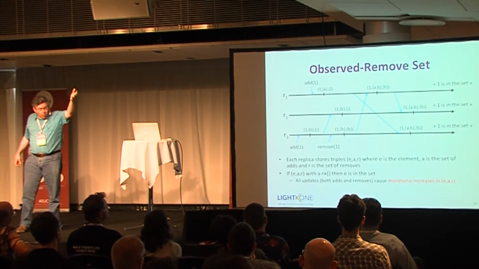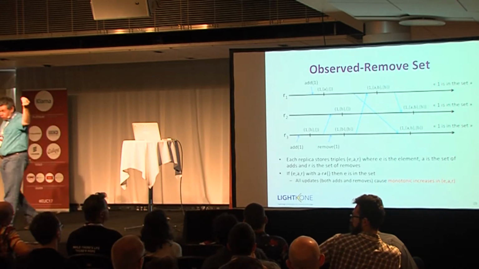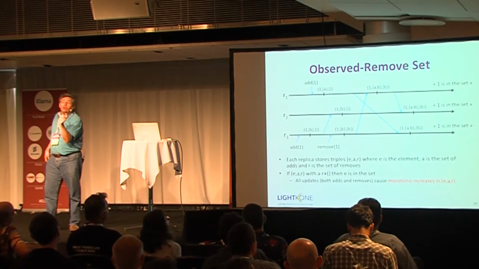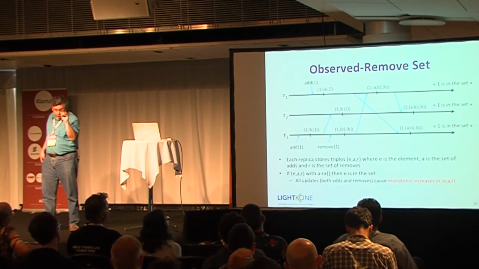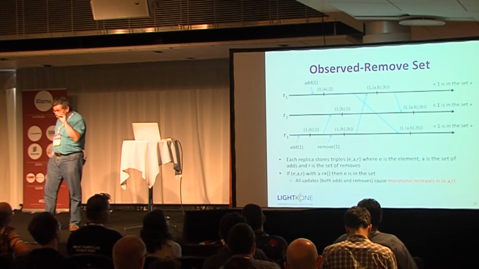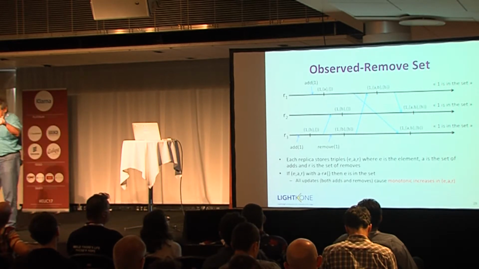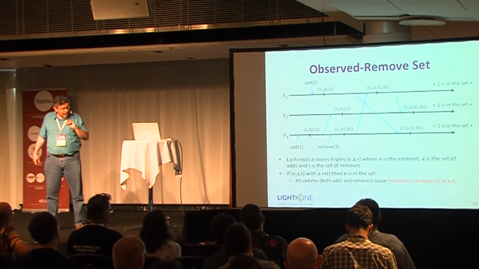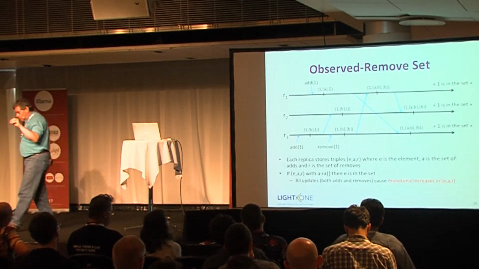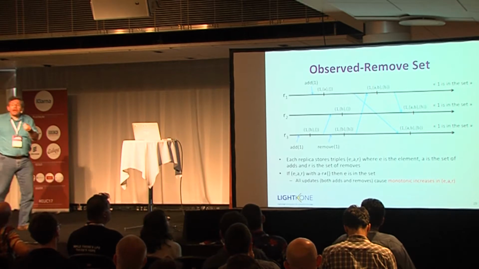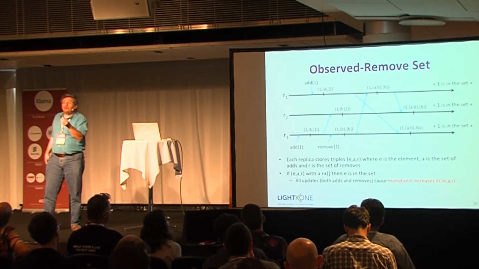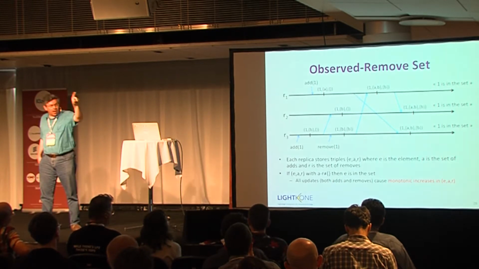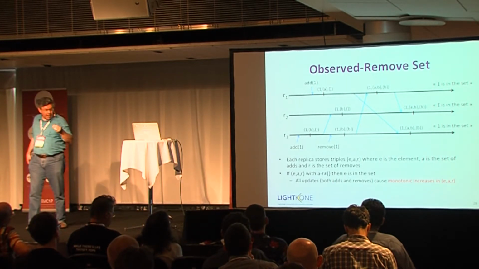So let's say on R1 I do an add of element 1. What I will do inside the OR set is create a triple. The first part of the triple is the element. The second is a unique constant that identifies that particular add. So each time you add, you have to create a unique constant. And the third is a set of which adds have been removed, that is, whether the element has been removed or not. So it starts as 1, A, empty. If you look on the top, it means that the element 1 has been added.